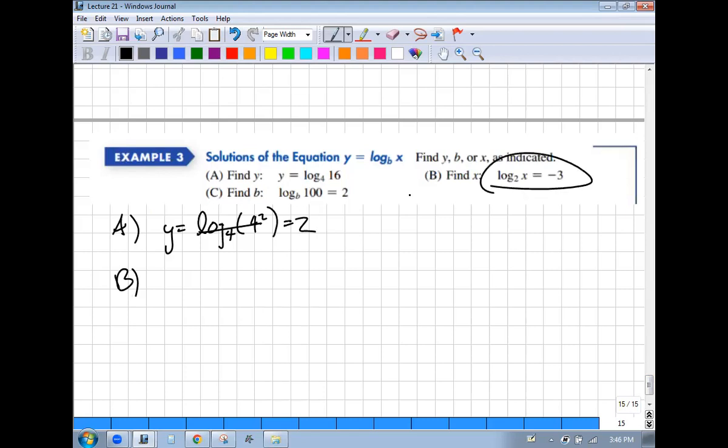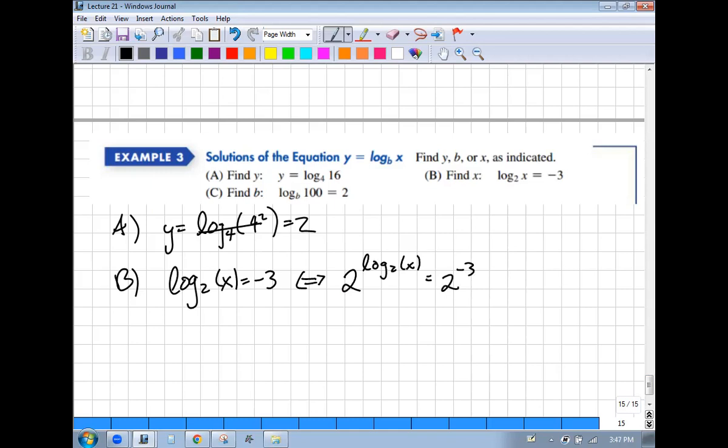B here is a little harder. We have log base 2 of x equals -3. How do we get the x out of the log? So this log is doing something to the x. How do we undo what log does? Well, what's the inverse of log? It's exponential. So since it's a log base 2, I'm going to do 2 to the power of both sides.